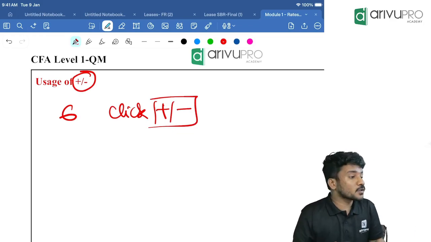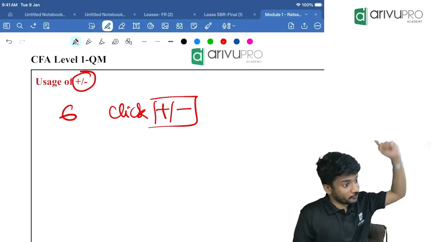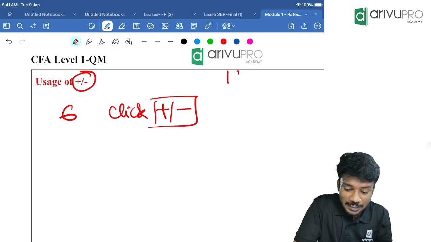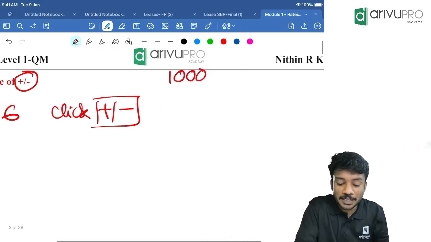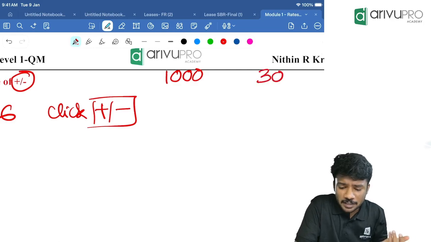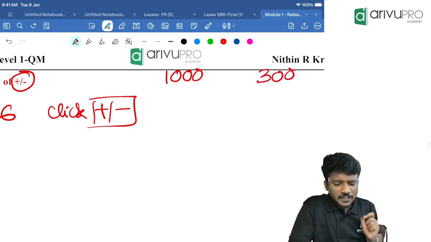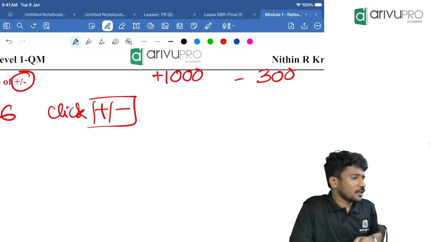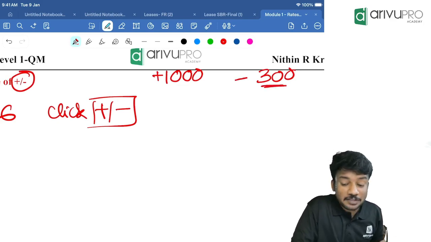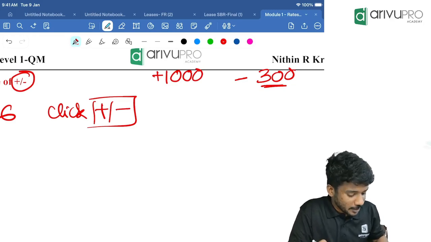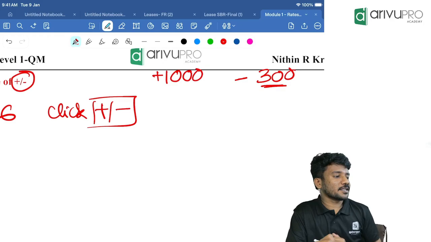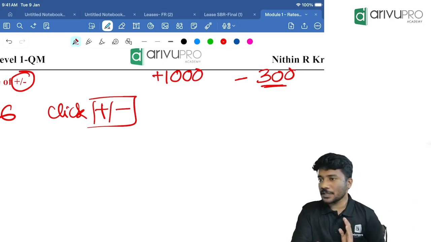So this will be useful when we are doing cash inflow and outflow based questions in the future. If I say inflow is taken as 1000, and outflow is given as 300, then if one of the signs is positive, the other should be what? Negative. So how will you make 300 negative? You will type 300 on your calculator, then after typing 300, you will click the plus or minus sign. It will become negative 300.